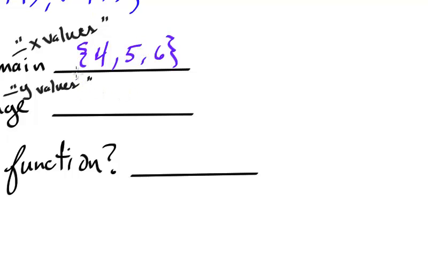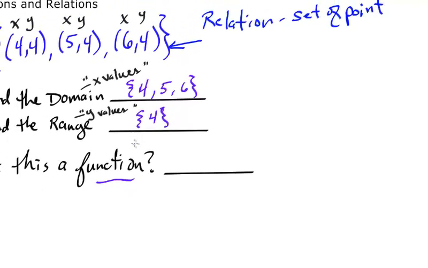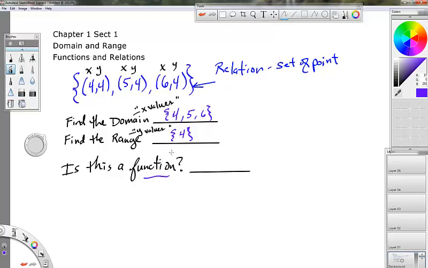Find the range. Well, the range is 4, 4, and 4. But you don't have to write it 3 times. Just write 4 inside the little squigglies. So that's the range. The range is 4. Now to figure out whether this is a function, I'm going to show you a graphical way first to look at it, and then we'll get far more formal with the definition of a function in a little bit.